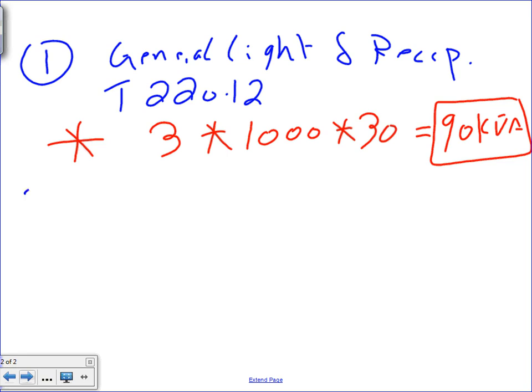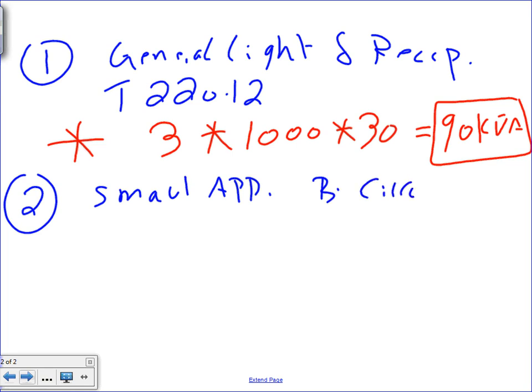Now step number 2, we need small appliances circuits. Branch circuits. That's number 2 right here in the sheet in front of you. For this one, you need 220.52(A), the most important one. That's where you get this info from. It says 2 small appliance circuits, each one is going to have 1.5 kVA.